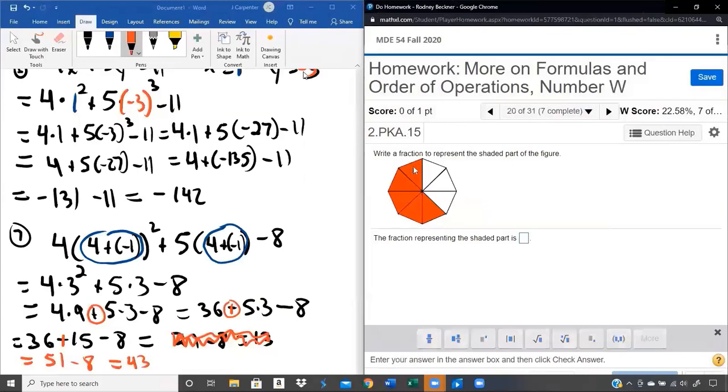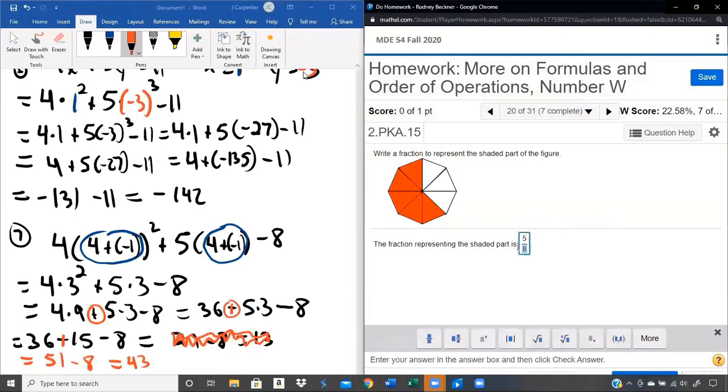So we have 1, 2, 3, 4, 5 red sections shaded. So it's 5 out of something. And there are 1, 2, 3, 4, 5, 6, 7, 8 total. So that means that the fraction that represents the shaded part, we want to hit this key to get our fraction. Go to the top, type 5, bottom, 8.